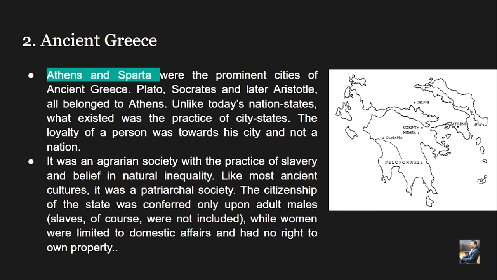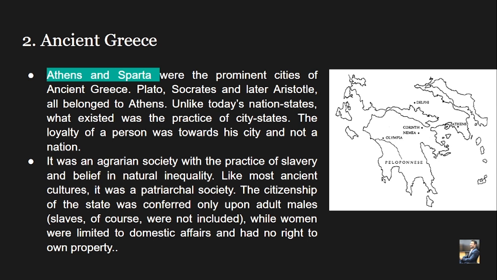Unlike today's nation state, what existed was the practice of city state. Today we have a concept of nation state, like India, the US, and European countries like the UK. But in ancient Greece we had a concept of city state, where a small geographical entity as a city, and the individual city had the authority of a state. So Athens was a city, Sparta was a city, Delphi was a city, etc. The loyalty of a person was towards his city and not a nation.